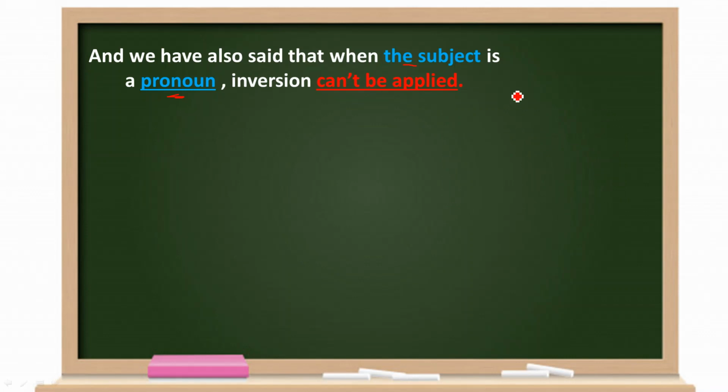Okay, for example, he ran away. Now the subject is he, ran is the verb, and away is the adverb. He is the subject, but it's not a noun or even a proper noun, it is a pronoun. If we want to apply inversion to this one, it's going to be like this: away ran he. Well, do you think this one is correct? Obviously it is not. So the correct answer would be away he ran.